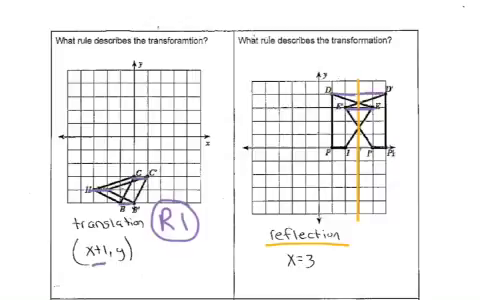So this is definitely a reflection, and since it's crossing through your x-axis at 1, 2, 3, that's why my line of reflection is x equals 3.